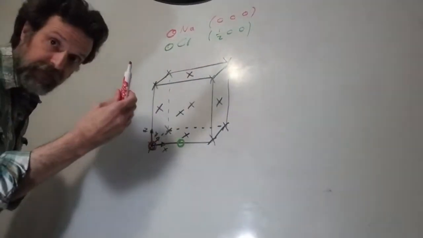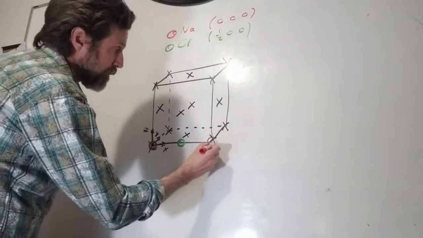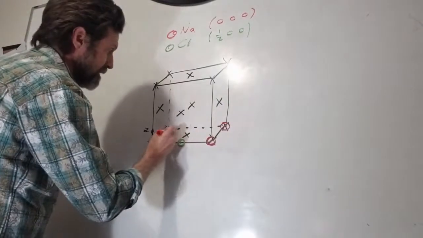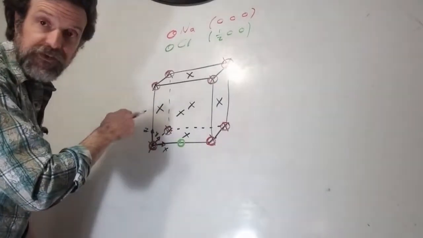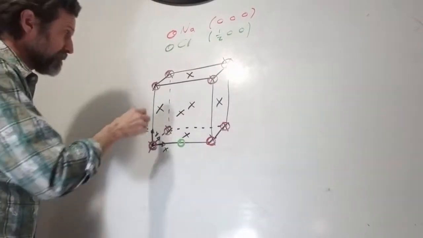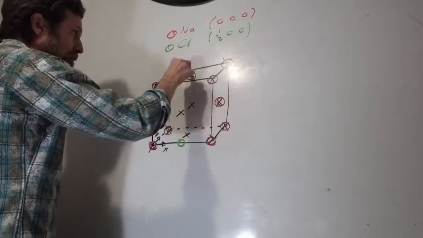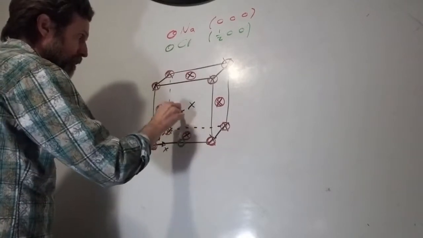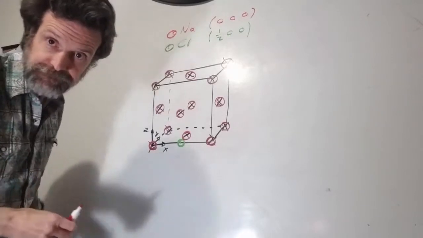So I've got a sodium that's going to sit at each of the lattice points. So I'm going to do the 8 corners. So I got 1, 2, 3, 4, 5, 6, 7, 8. And now I'm going to do the faces of the crystal. 1, 2, 3, 4, 5, 6. So I did the face, 6 on the face.